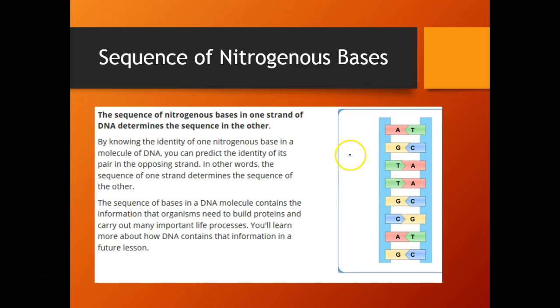Because bases bond in a very specific way, if I were to give you just the left side, you could predict the sequence on the right side. By knowing the identity of one nitrogenous base in a molecule of DNA, you can predict the identity of its pair in the other strand. So in other words, the sequence of one strand determines the sequence of another. The sequence of bases in a DNA molecule contains the information that organisms need to build proteins and carry out many important life processes.